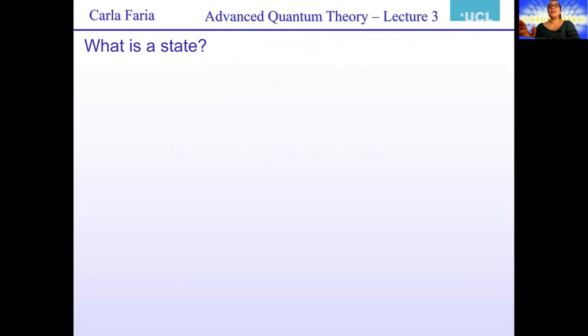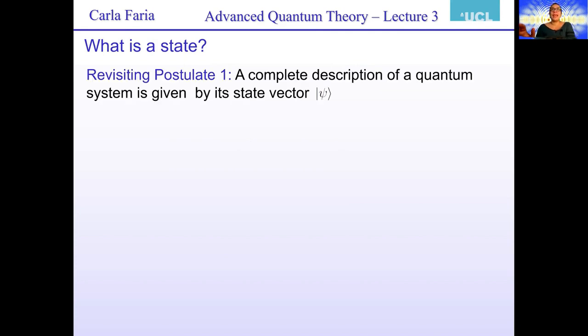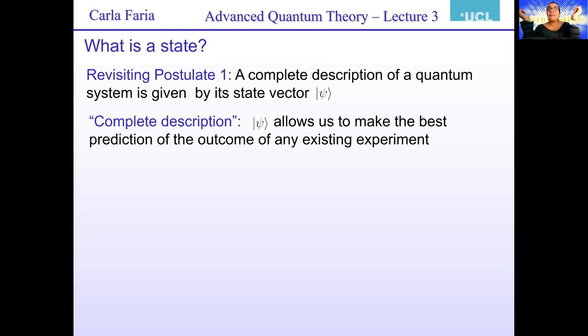To understand this better, I'm going to revisit the first postulate again. The question we are going to ask is whether this definition is enough. This postulate says that a complete description of a quantum system is given by its state vector. Now, what do we understand by complete description? This state vector psi is going to allow us to make the best prediction of the outcome of any existing experiment, and this is what we understand under complete description.